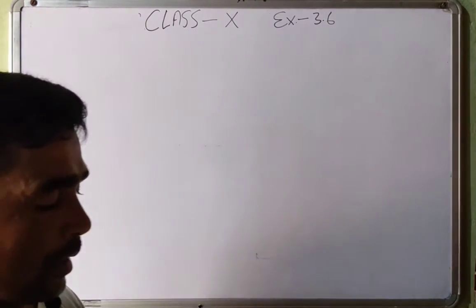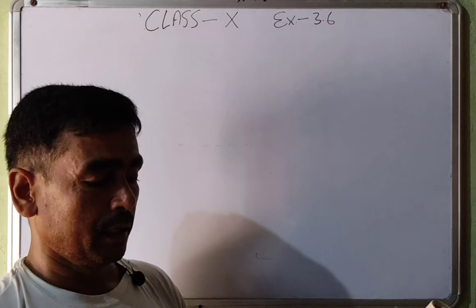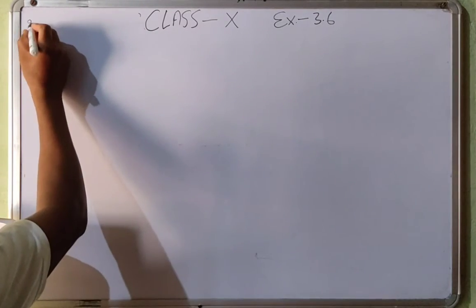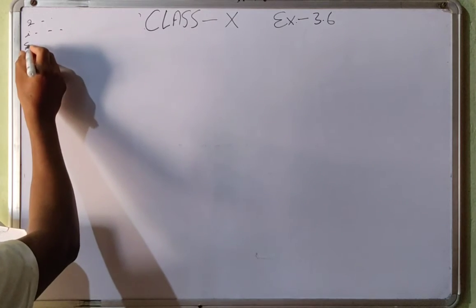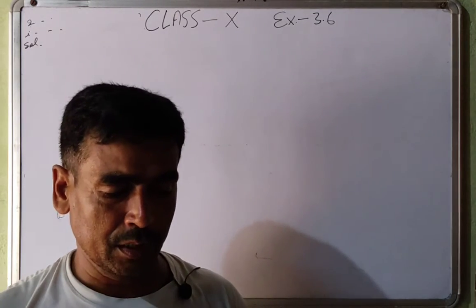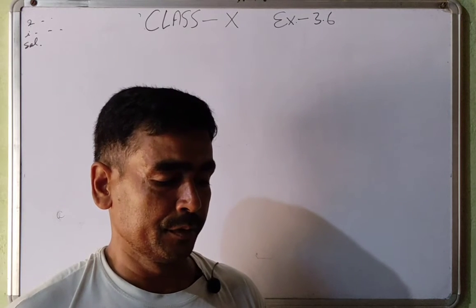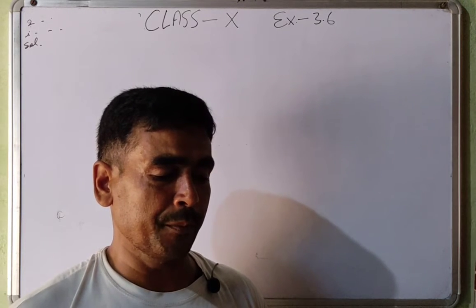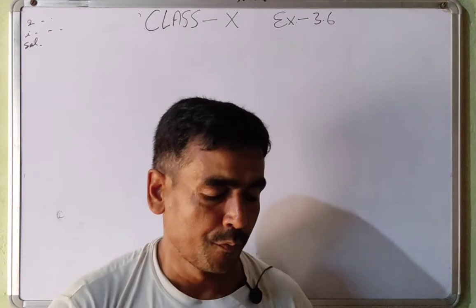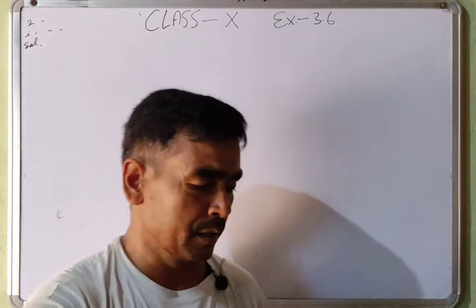See question number 2. Formulate the following problem as a pair of equations and hence find their solution. Second question, first part. Ritu can row downstream, with the speed of water also, 20 km in 2 hours and upstream 4 km in 2 hours. Find her speed of rowing in still water and speed of the current. Current means the speed of water.